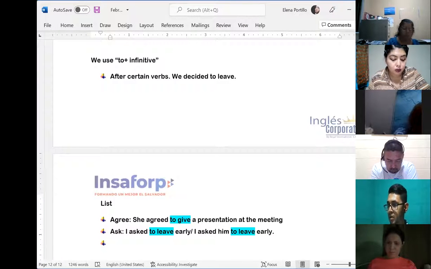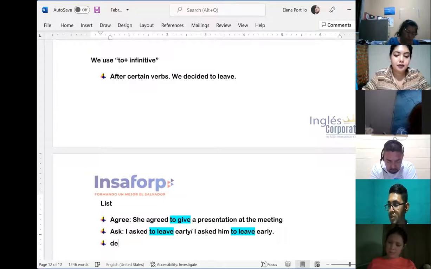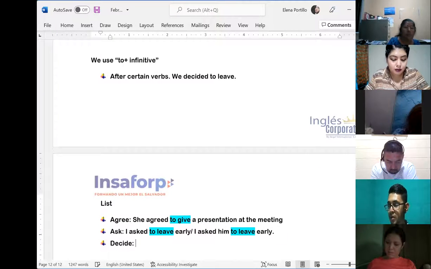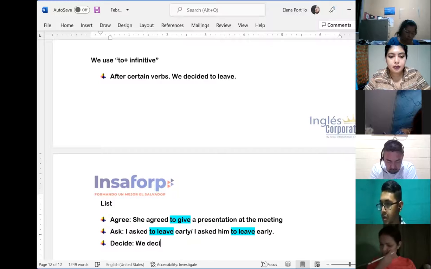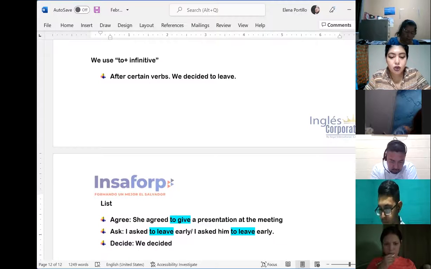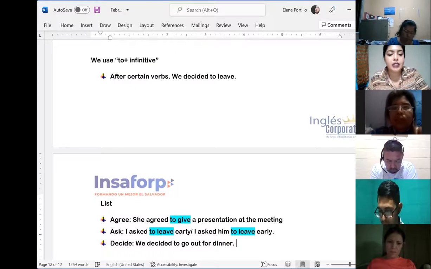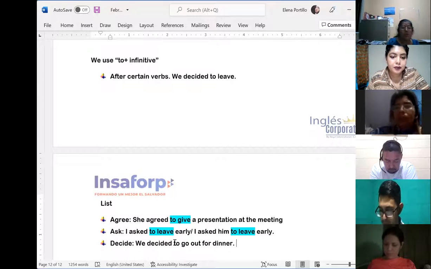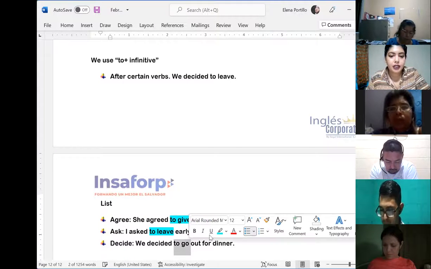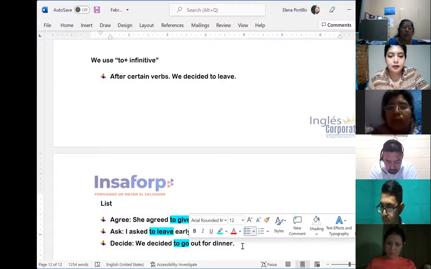Then we have another one, decide. We decide to go for dinner. So we decide to go out for dinner. We have here the infinitive form.